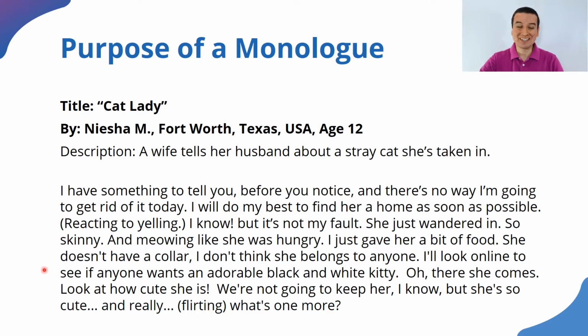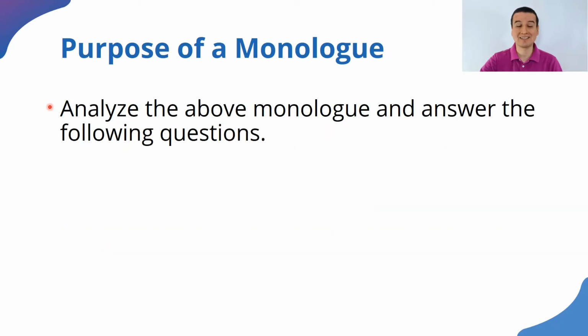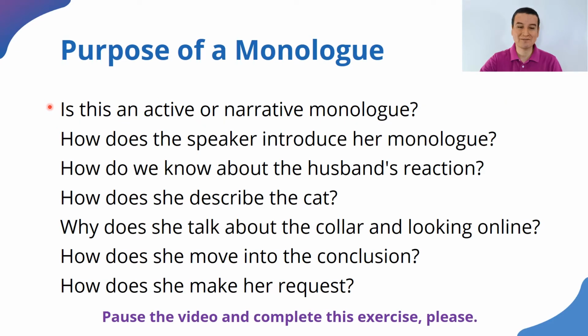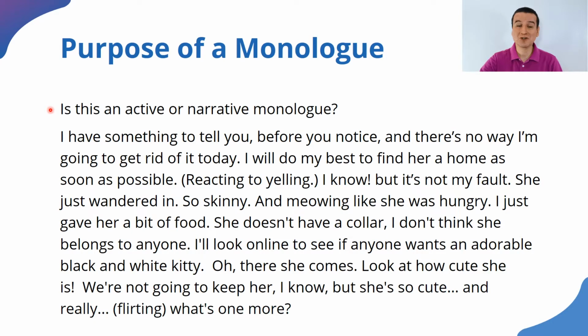This is very interesting. All right. So let's analyze the above monologue and answer the following questions. First, is this an active or narrative monologue? What is the wife trying to do? She's trying to convince the husband of keeping the kitty, of course.